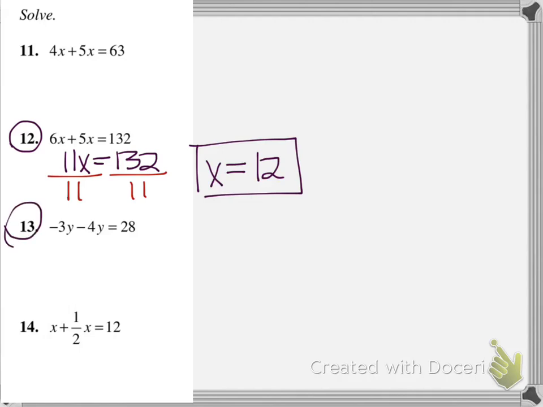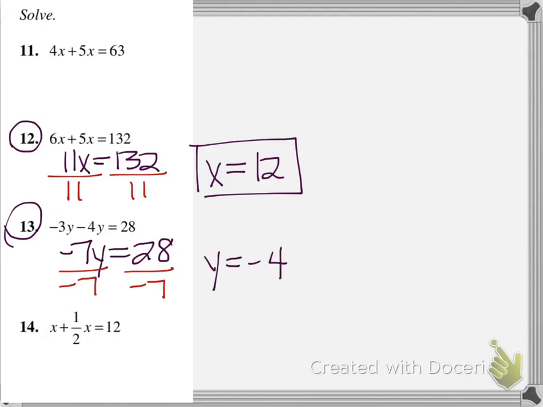If we look at 13, again, these are like terms on the left side, so negative 3y and negative 4y will combine to negative 7y. And again, this is just a simplification before we actually start solving. Now that I'm here, I can divide both sides by negative 7. And that's going to leave me with y equals negative 4.